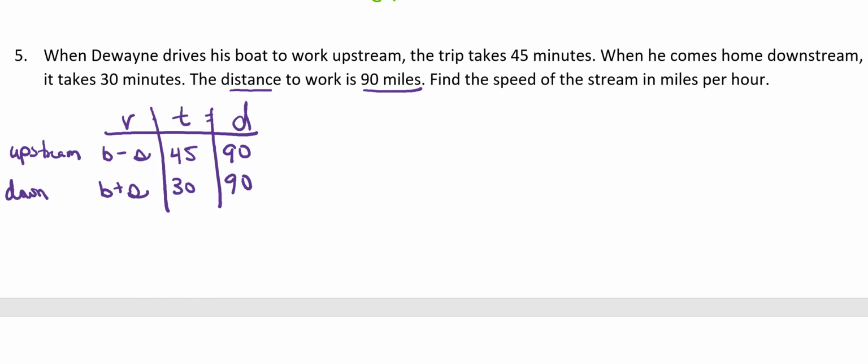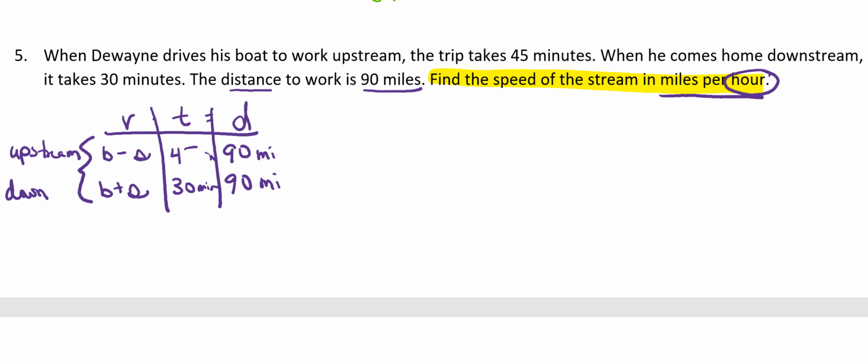So you're adding here. Going upstream, you're subtracting. They're working against each other. And again, the time is shorter because they're going faster. So here is our distance and time. Now we do need to be very careful in this problem. It does say find the speed of the stream in miles per hour. So this is miles, this is miles, but these are minutes. And we need those to be per hour.